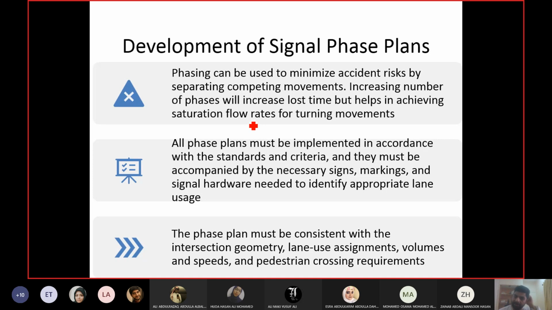Okay, and the second advantage is achieving a higher flow rate if you have a separate phase. If the left turning vehicles feel that they have a separate phase, they usually go at higher speeds and with lower headways. But the disadvantage is that more phases will decrease your overall capacity.